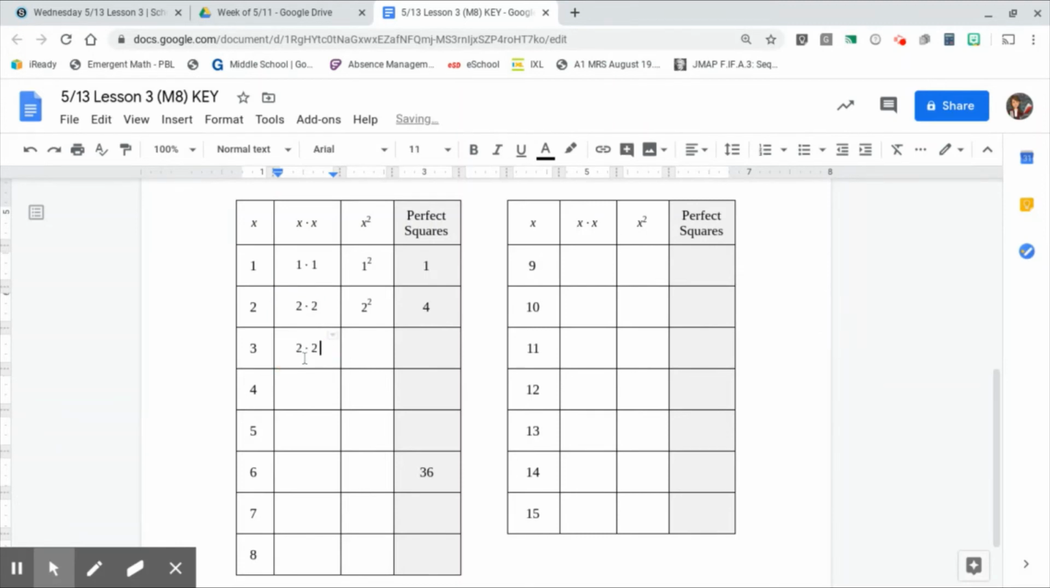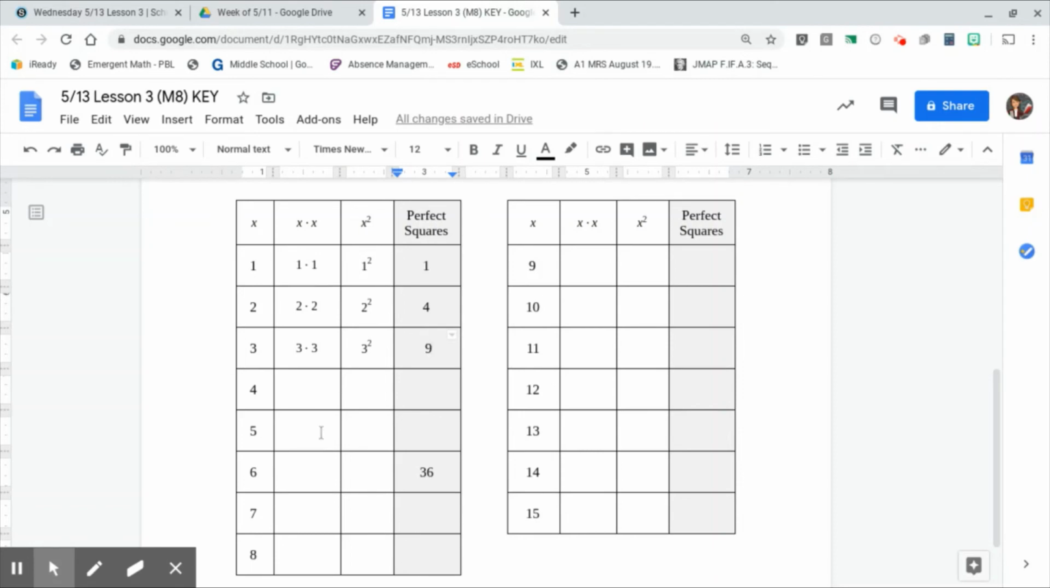So to find out the perfect square that goes along with 3, we do 3 times 3, multiplying it by itself. That's the same thing as 3 squared. 3 squared is not 6. I get that mistake a lot. Double check it in your calculator. 3 times 3 is 9. 6 is not a perfect square.